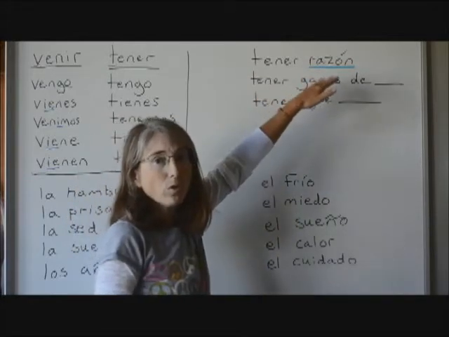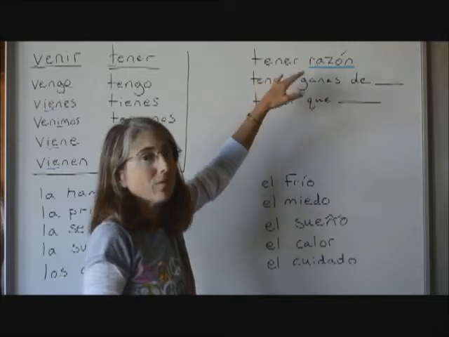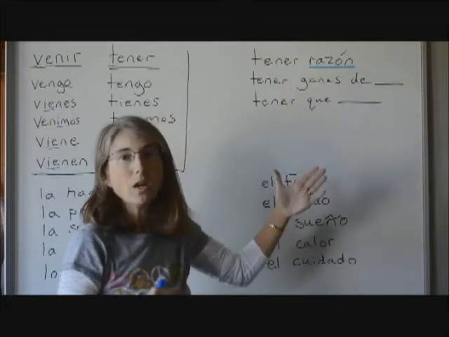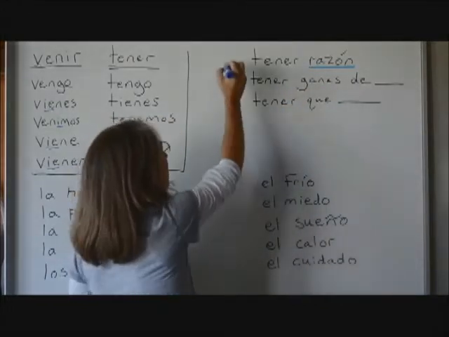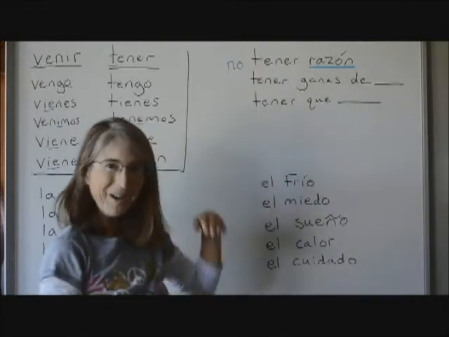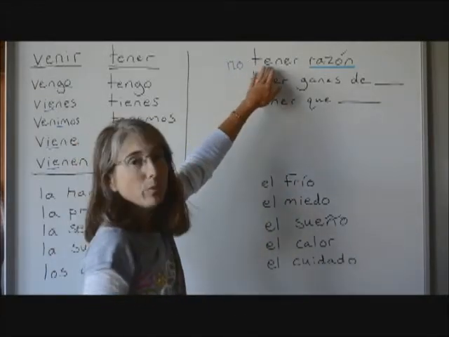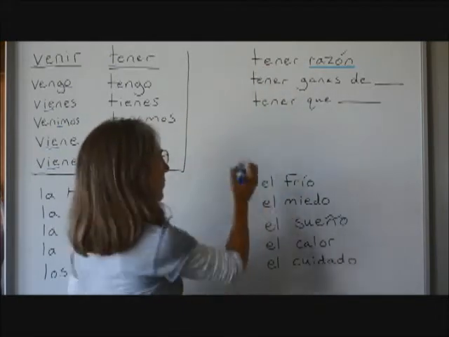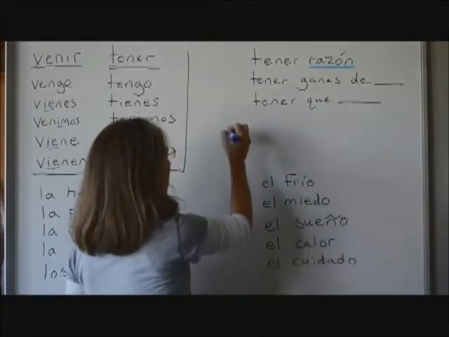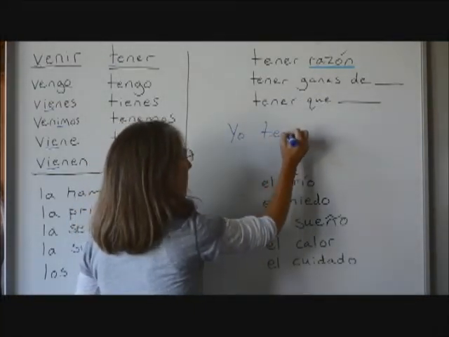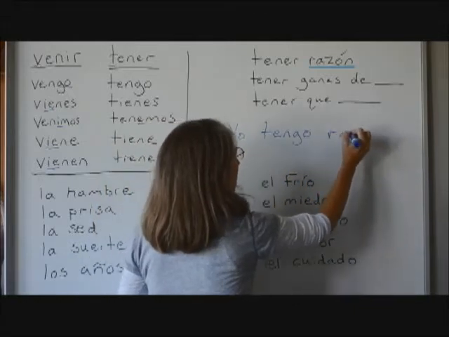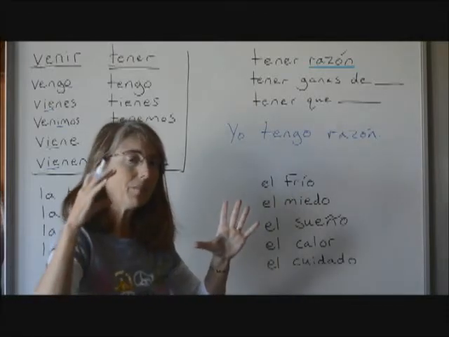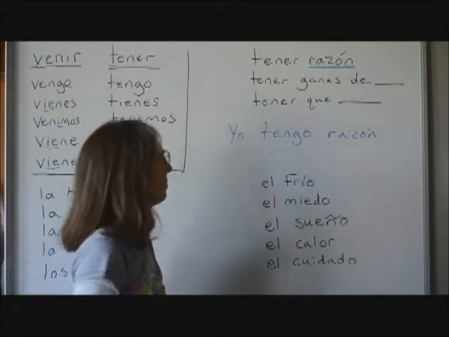So tener razón would be to have reason. It really means to be right. Tener razón. If you're not right, it would be no tener razón. That would be to not be right. And if I want to say I'm right, I would say yo tengo razón. That means I'm right. But the concept behind it is that I have rightness, okay?